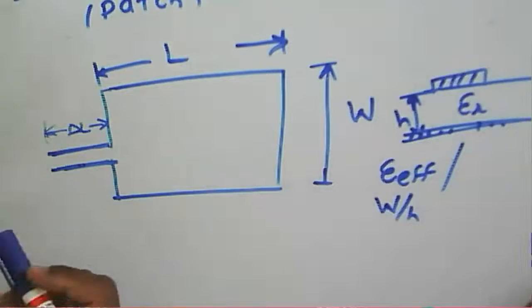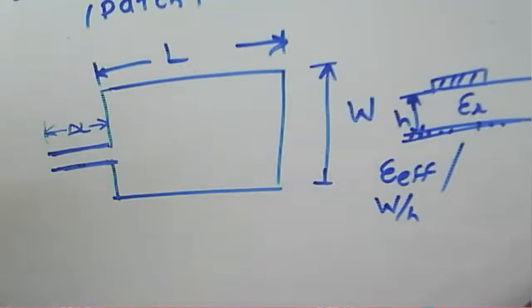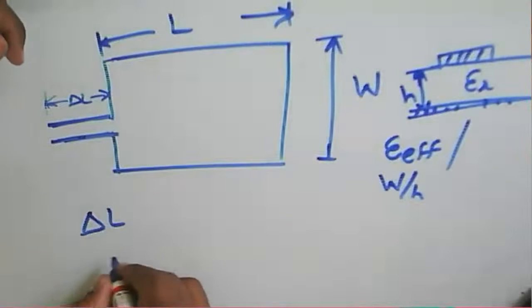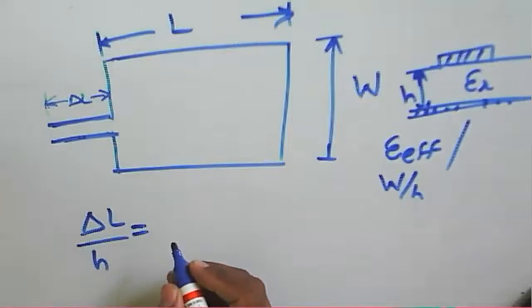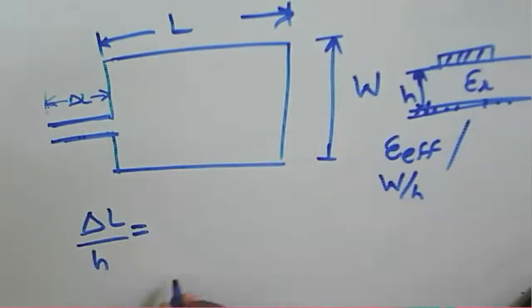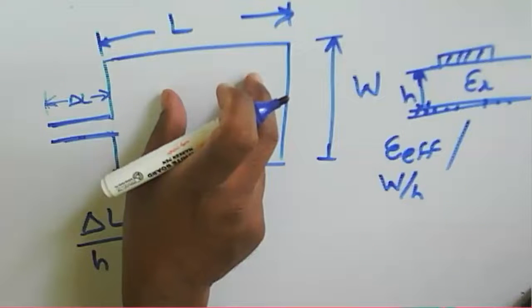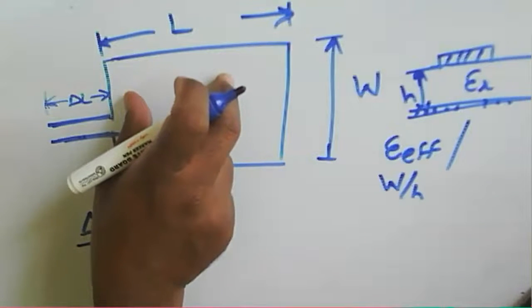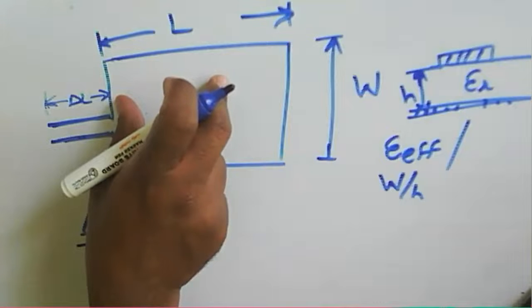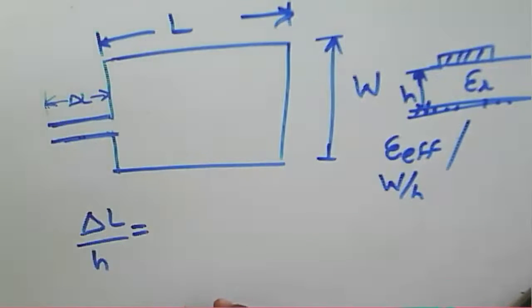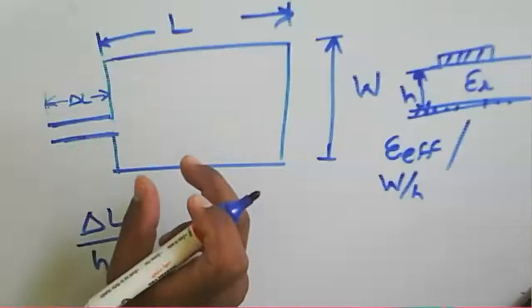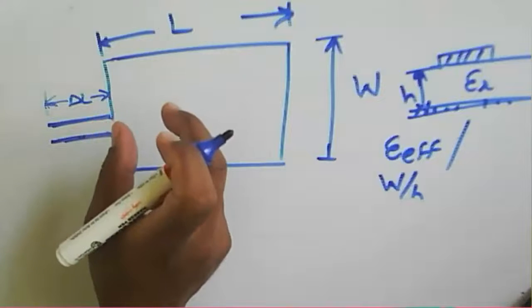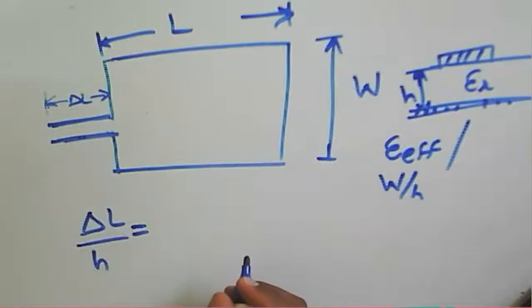Now, in the case of a patch antenna, we need to find the ratio of the small extended section to the height. Based on this ratio, we find the effective length of the patch. This effective length is used to obtain the fringing effect on the patch. We can say that we need to calculate the fringing factor based on the effective length of the patch.